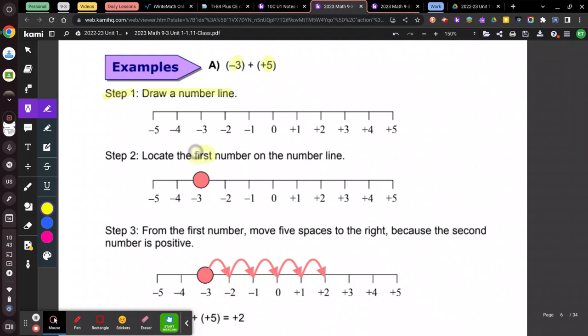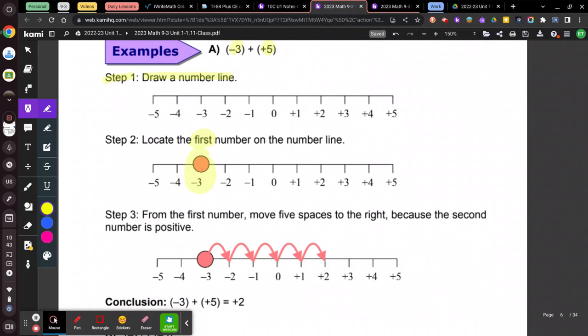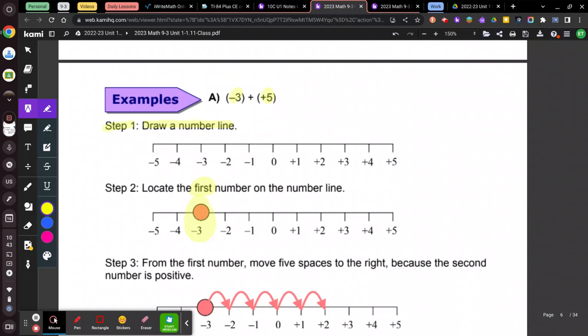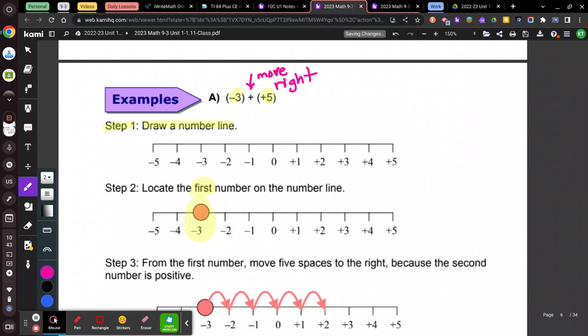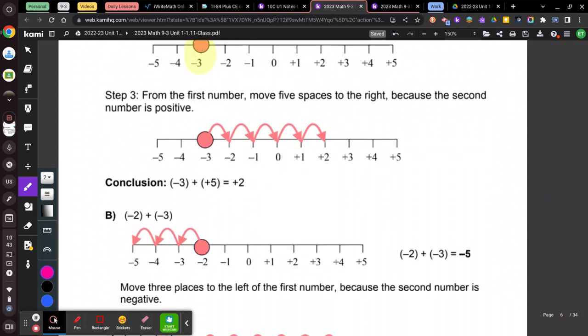Then it says locate the first number. So there's my -3. Then it says locate your second number. So it says move 5 spaces to the right. Why is it 5 spaces to the right? Because it is adding. The adding means you move to the right. Okay, if it's adding, you're moving to the right. If it is subtracting, which way are you going? Left. All right, so we move to the right 5 spaces and we see where we end up and we plot that number. So I would plot the number on positive 2. So my answer is positive 2.